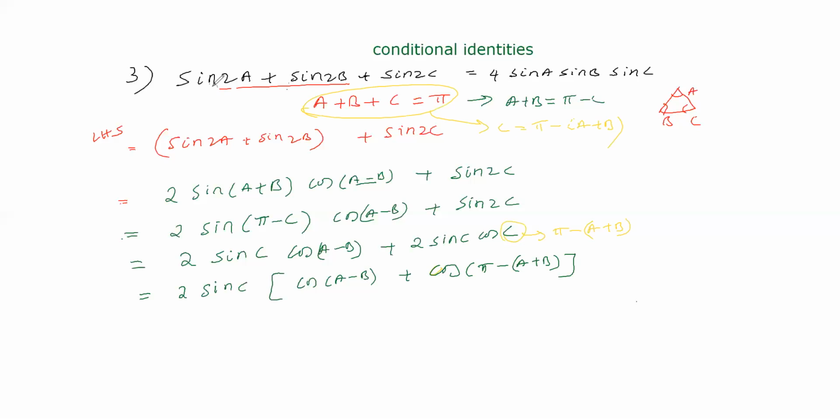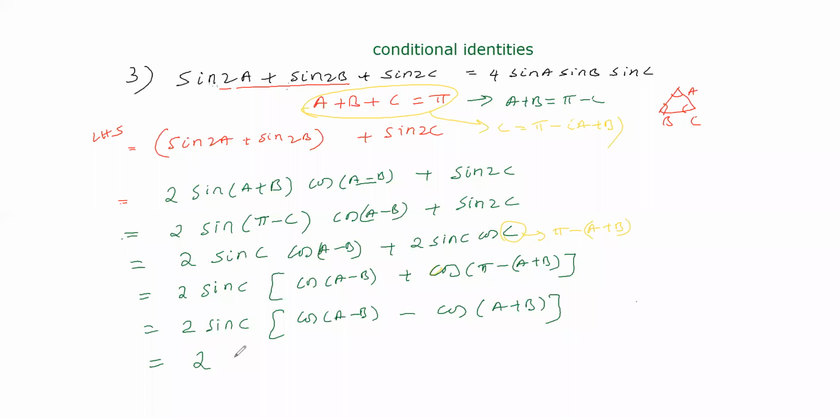Now listen, this is 2 sin C, this is cos(A - B). Now cos(180° - θ) is what? Cos(180° - θ) is minus cos θ. So minus cos(A + B). Now you know the formula for cos(A - B) - cos(A + B). Cos(A - B) - cos(A + B) is 2 sin A sin B.